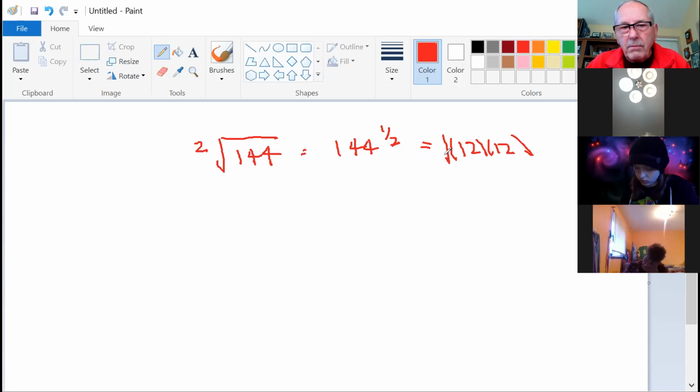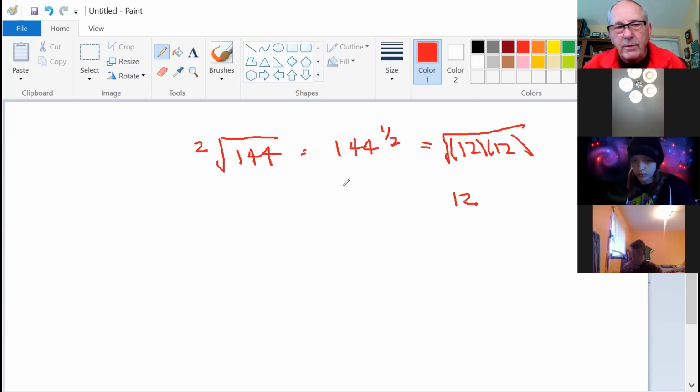So this 144 is equal to 12 times 12. The square root of that just ends up being 12, okay? Because it's the root of this. So the root of 144 is 12, 12 times 12. So 12 is the root. So that's how they get the square root.